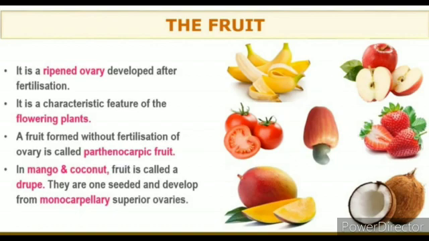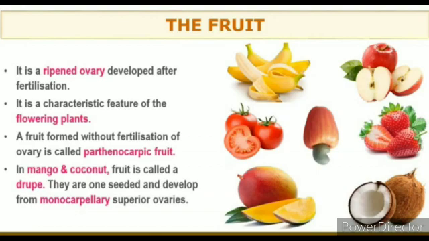The fruit is the characteristic feature of the flowering plants. It is a mature or ripened ovary developed after fertilization, after the fusion of the male gametes, the pollen grains, and the female ones at the ovary. The fusion takes place, the ovule is formed, and the ovary becomes what is called the fruit.